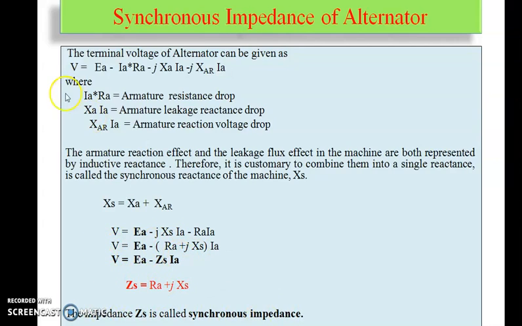Okay, the terminal voltage of alternator is always less than the induced EMF because of the ohmic drop, the drop in the leakage reactance, and the drop due to armature reaction. म्हणजे टर्मिनल व्होल्टेज मला अल्टरनेटर्समध्ये ऑलवेज कमी का मिळणार आहे, तर एकतर रेजिस्टन्स ड्रॉप होणार आहे, प्लस लिकेज रिएक्टन्स ड्रॉप होणार आहे, as well as it is dropped because of the armature reaction. Okay, so I get V equals EA minus ZS into I, where ZS equals RA plus JXS, and the impedance ZS is called the synchronous impedance.